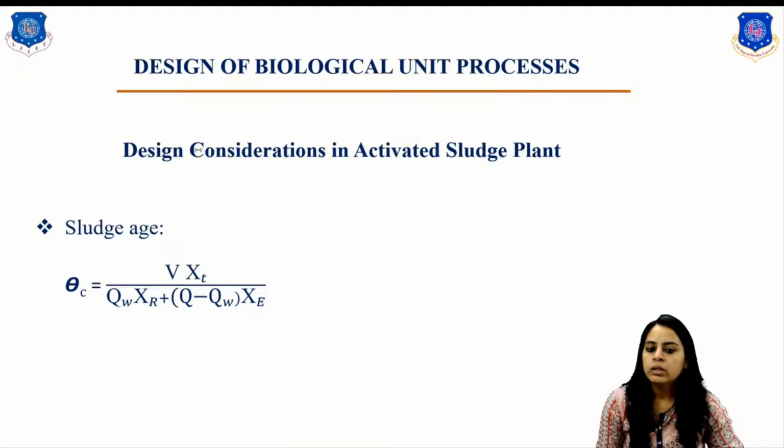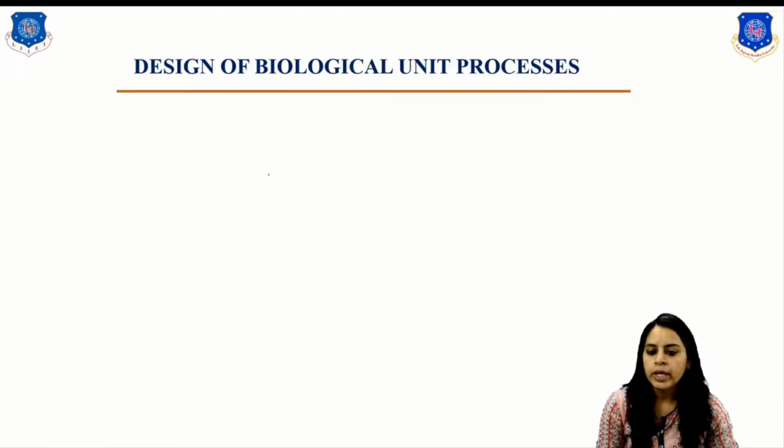So here is the equation of the sludge age, theta c, which is equal to V into XT divided by Qw into Xr plus (Q minus Qw) into XT, right?